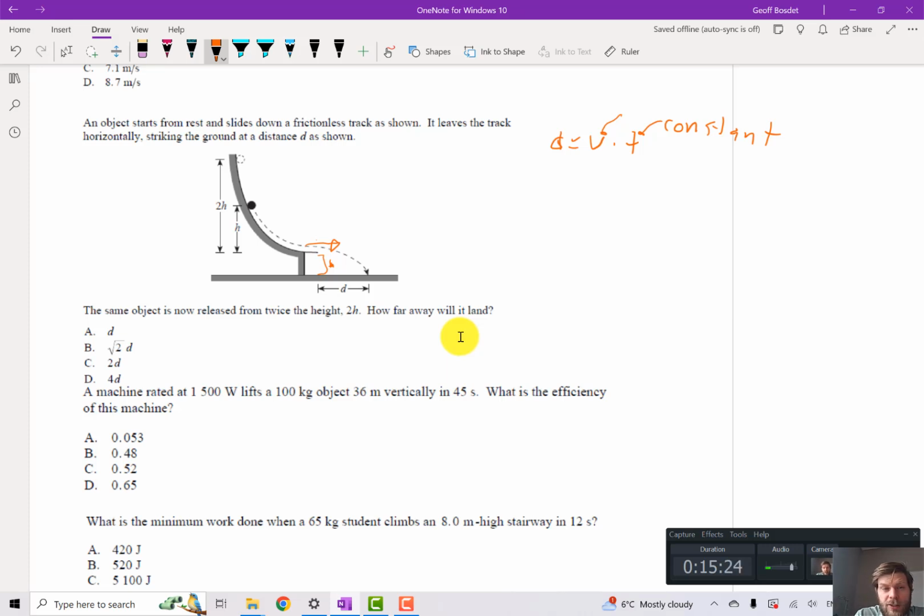So all we got to do is figure out, hey, if we take it twice as high, how many times faster is it moving here? So that's what we'll figure out. And however many times faster it's moving here is going to be how many times farther it goes horizontally. So here is what I call let proof.